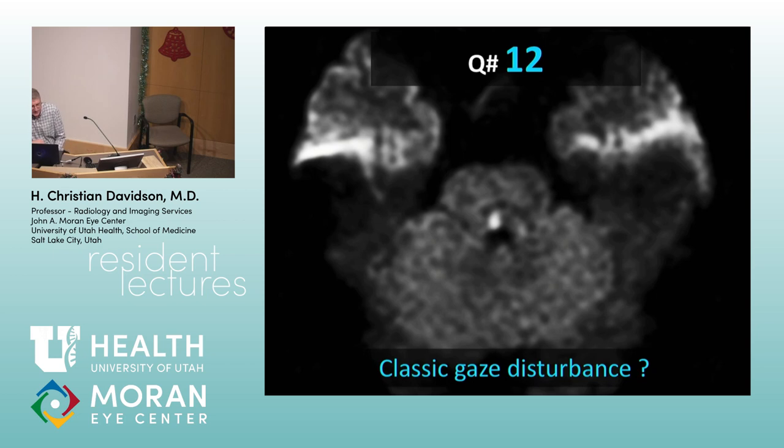This is an axial diffusion sequence through the pons, and this is a patient with hypertension and microvascular disease who presented with an acute classic gaze disturbance. So the question here is, what is the gaze disturbance? And maybe for bonus, what is the fiber tract here that's famous for doing this?